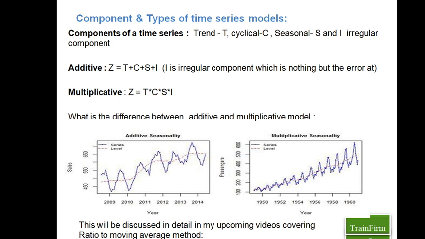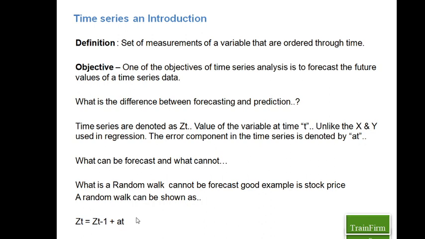So within a time series, there are four major components. The first component we call trend, and it is denoted as capital T. The second component is the cyclical component, which we denote as C. The third component is the seasonal component, with the notation S. And finally, there is an I component, which we call the irregular component, which is nothing but the error. In the previous equation, we did see there is an A_t component, right? This A_t is typically nothing but the irregular component.